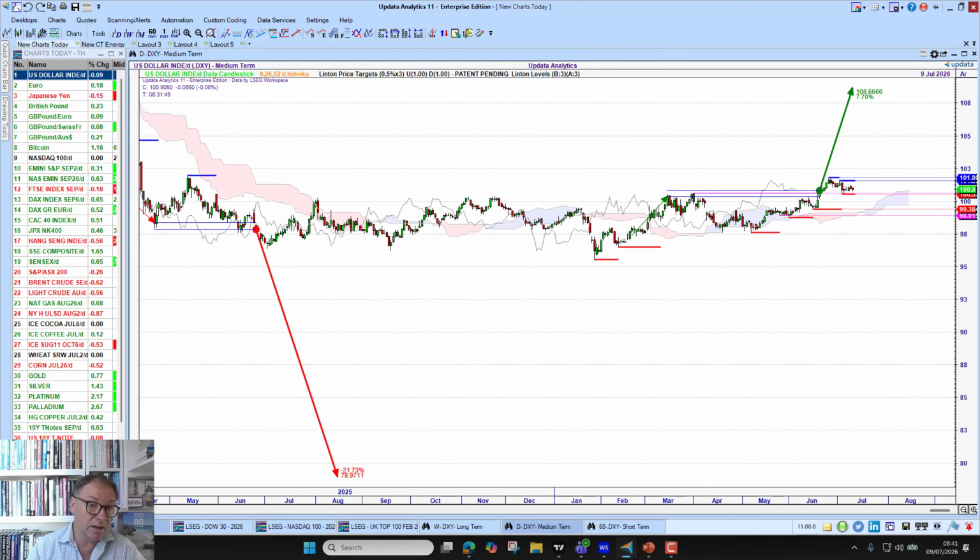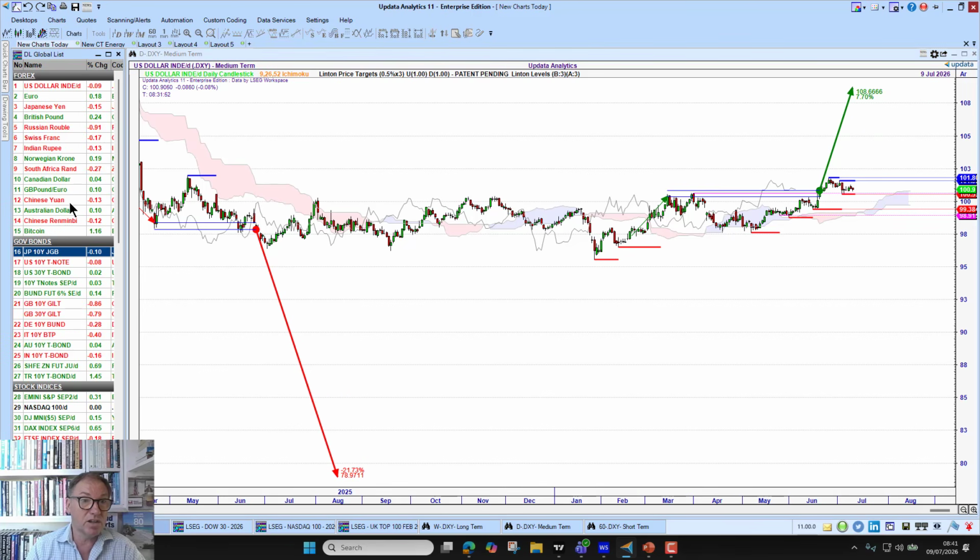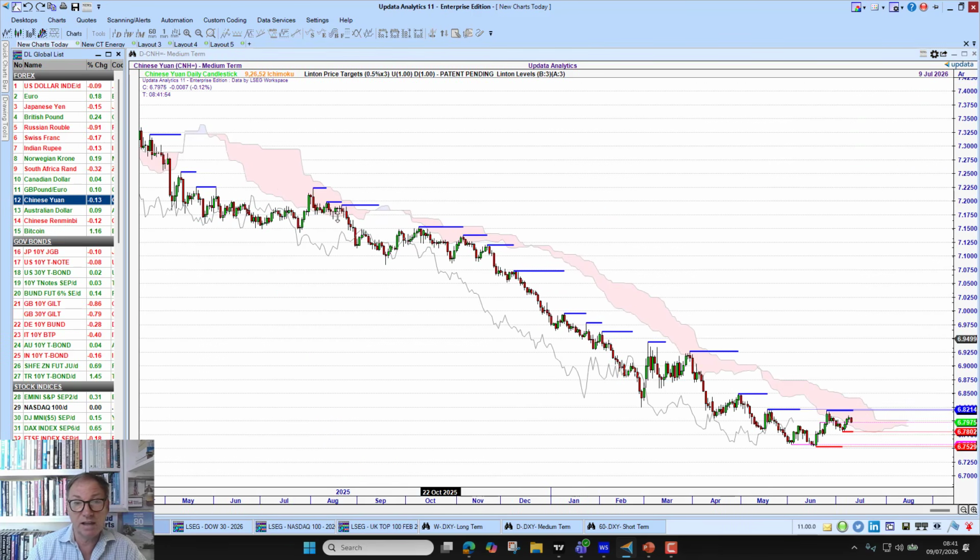And interestingly, if you look at a currency like the Chinese yuan, you see here just how the dollar was buying 7.5 yuan. Now it's down as low as 6.75. So that's quite a significant fall between the two biggest economies in the world.